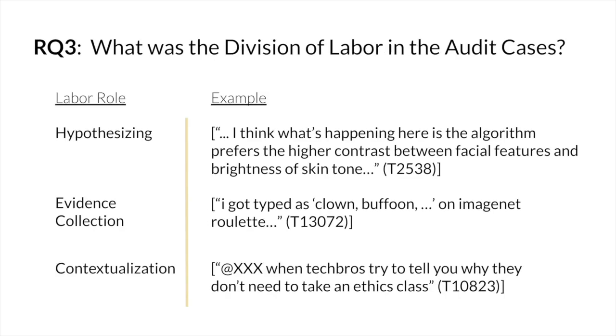And finally, after our qualitative analysis of the tweets we collected, our coding scheme ended up including 5 labor roles. Hypothesizing tweets proposed different informal theories about the algorithmic systems they were interacting with. Evidence collection tweets shared evidence that was collected to document a software algorithm's biases. Contextualization tweets placed the ongoing audit into a larger social, technical, or cultural context, broadening the scope of what they're observing.